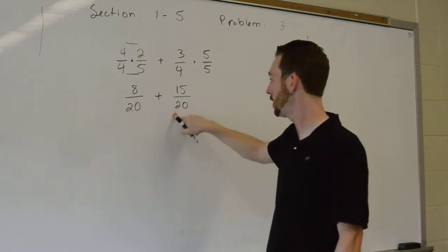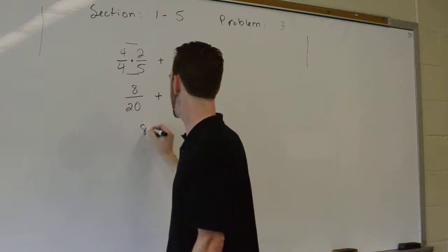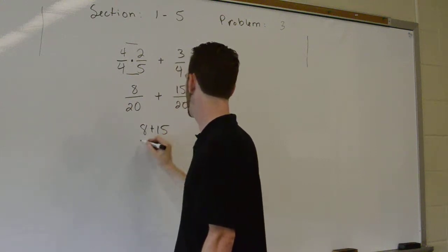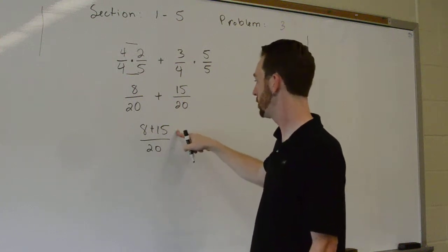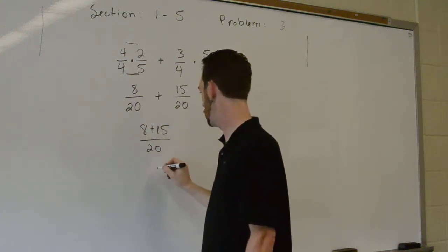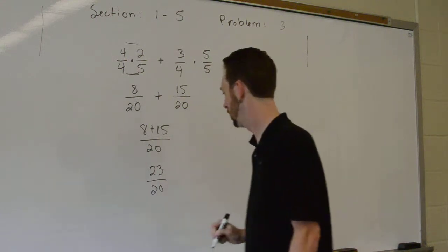When they have a common denominator, we can just add the top and keep the bottom. So we have 8 plus 15 over 20. And we can simplify that to 23 over 20.